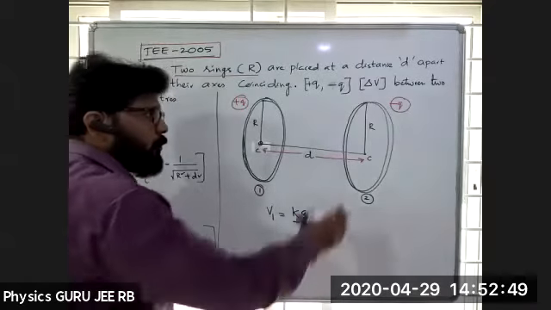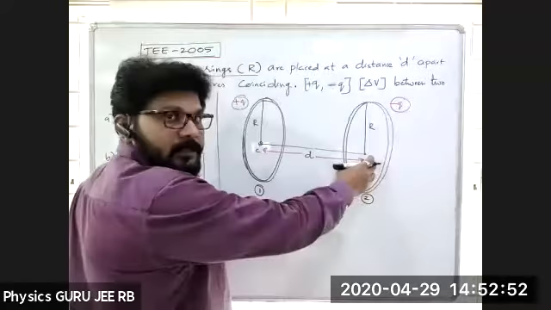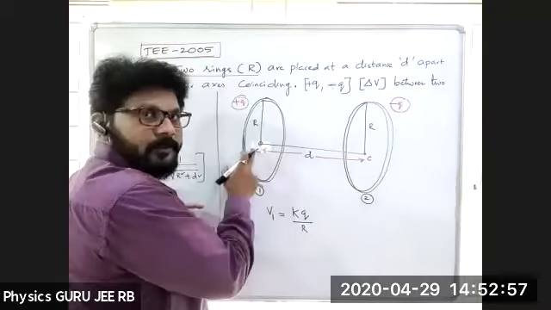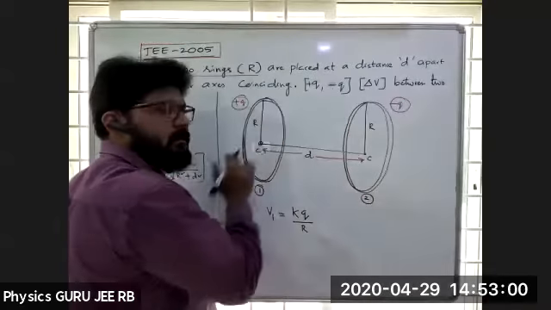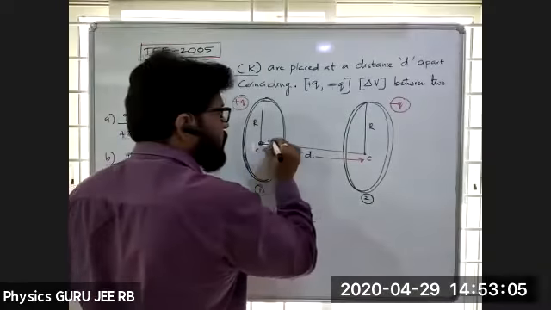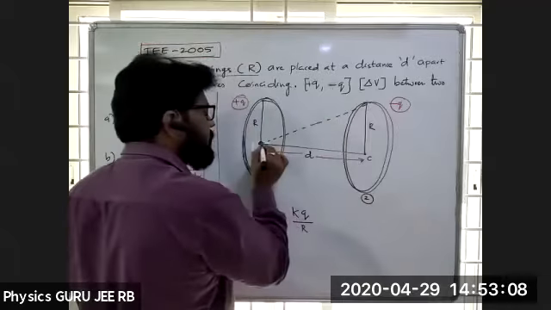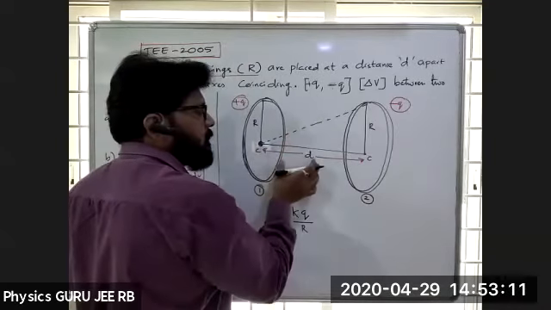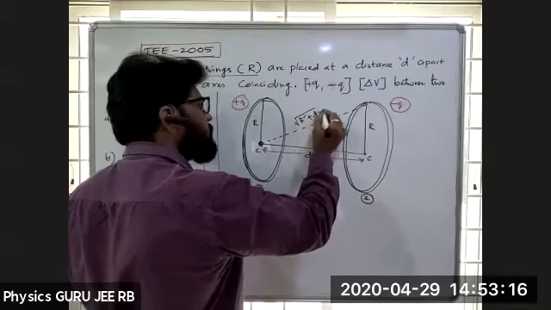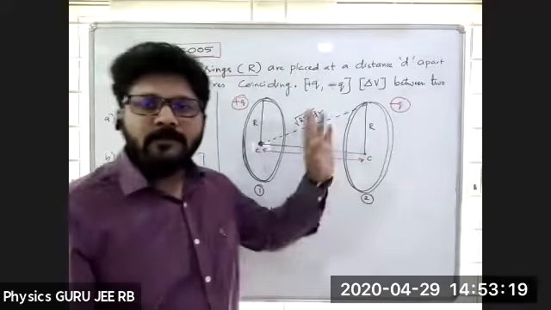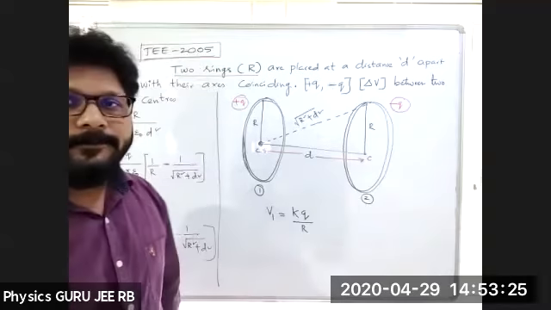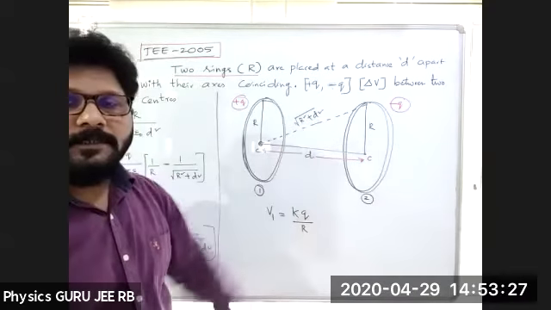Next, due to this minus Q ring, one more potential will be there at this center. If I draw a line here, this is one potential. What is this distance? This is nothing but the square root of r square plus d square. Is it clear?